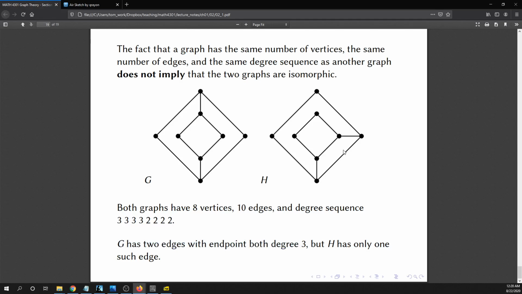The issue is, what has to happen if you have an isomorphism between these two is that these 2 edges need to go to 2 different edges that have that same property, the endpoints of the edge have to be both degree 3. But the issue is that H only has one such edge. All right. So right here, if I look here, this edge goes from degree 3 to degree 3.